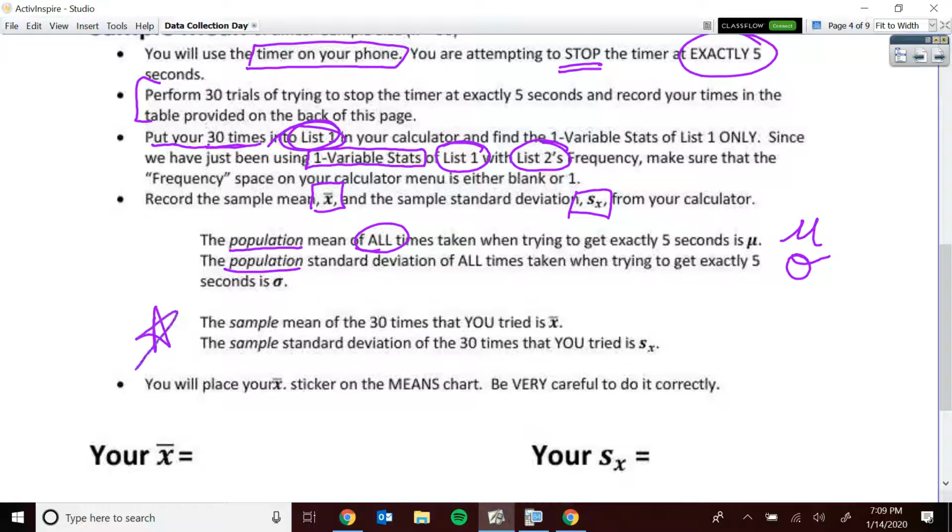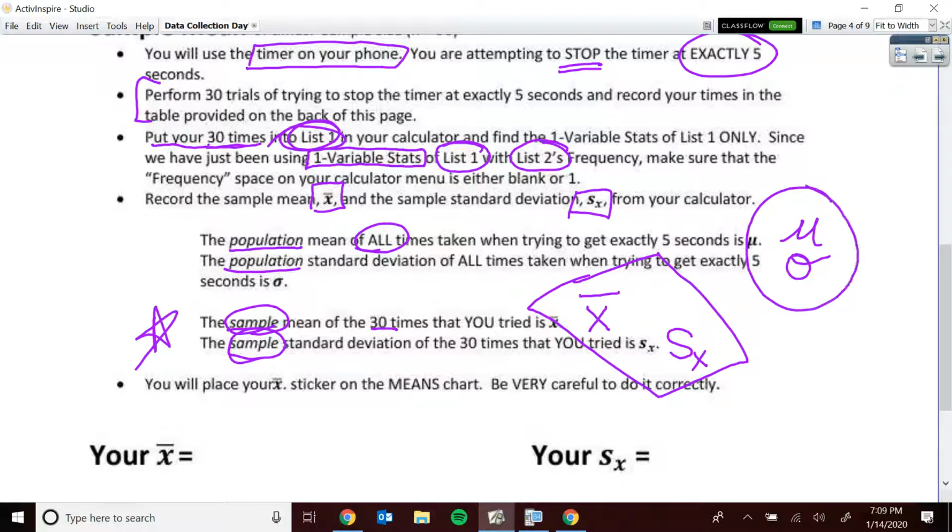But you are just taking a sample of 30 times. Since your sample is only 30 times, you don't have a mu, you have an x bar. X bar is the mean of x, but this is the mean for a sample. And you will have a sample standard deviation, your S of x. That's what will show up on your calculator, so that's what you're going to use. Notice these Latin letters are for the sample. These Greek letters are for the population.